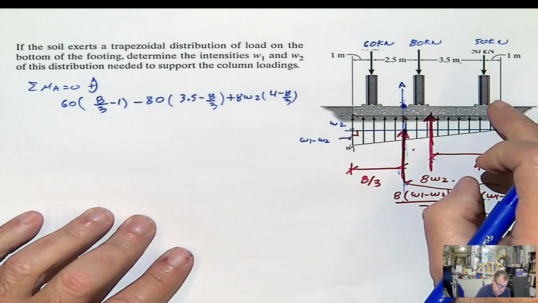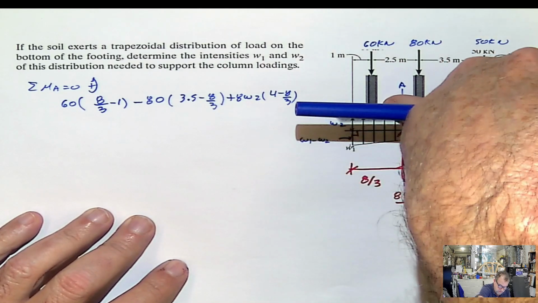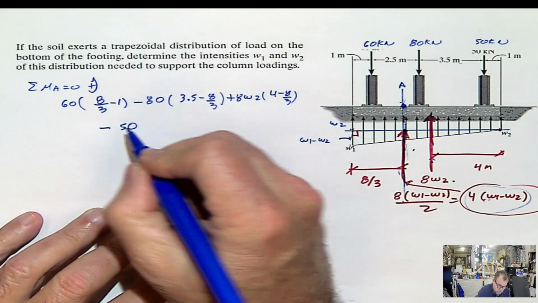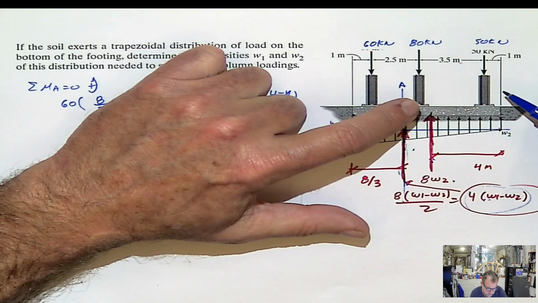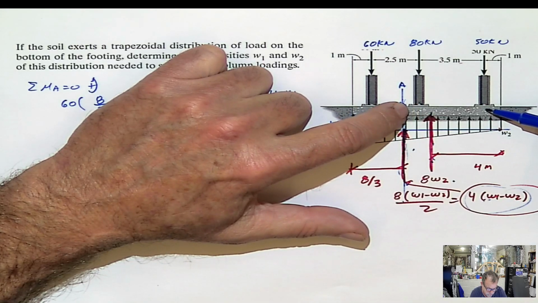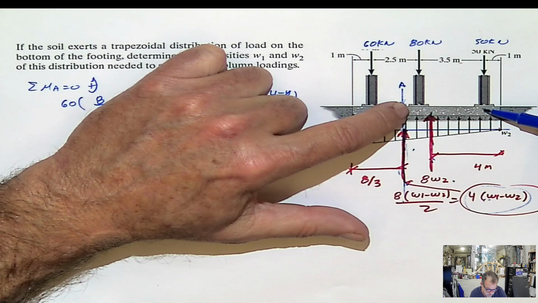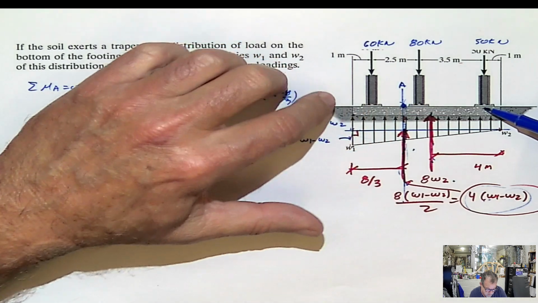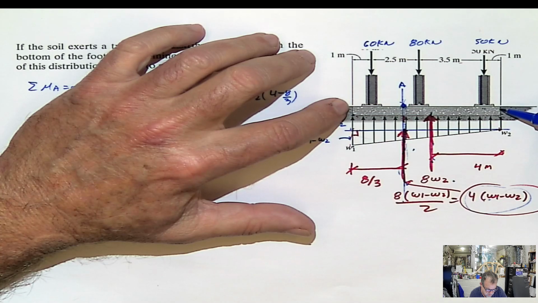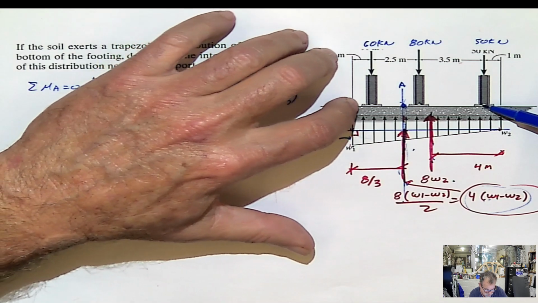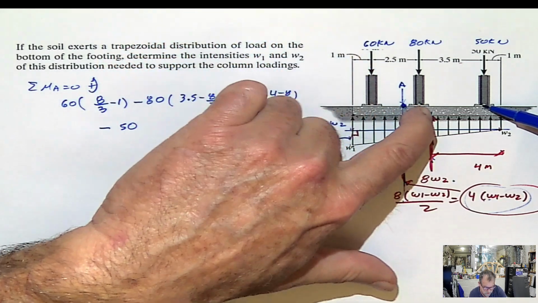And last but not least, this one here is going to be negative 50 multiplied by the distance from here to here. And how much is the distance from this point to this point? Let's see. How much is the total distance? The total distance is 8. 8 minus 1 is 7. And 7 minus 4, that will be the distance that I need.